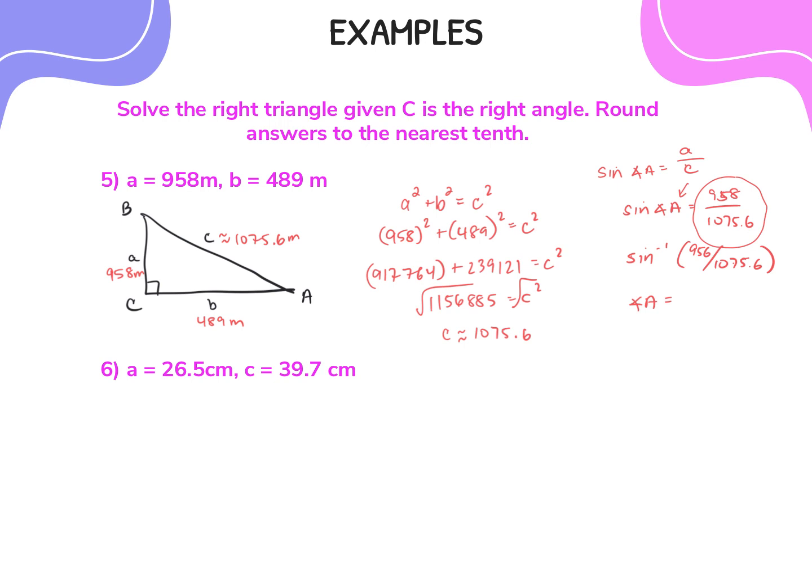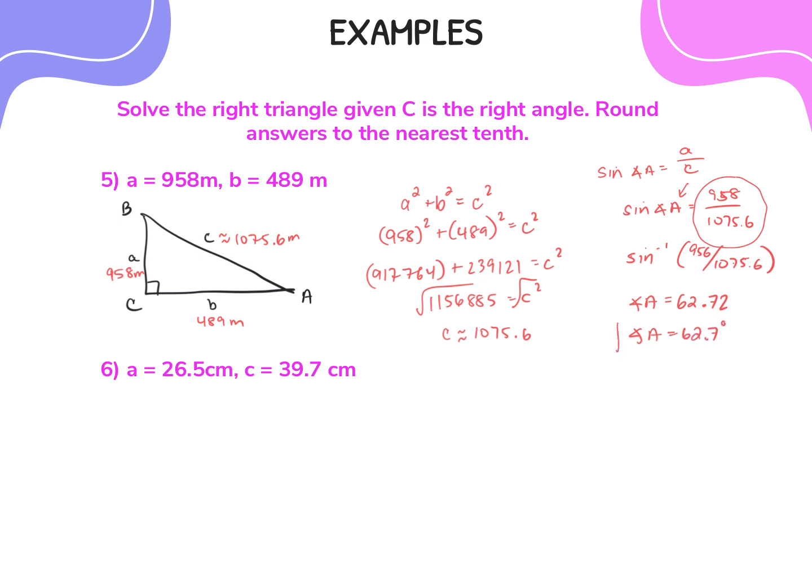So go to your calculator. However your calculator works, you might have to do second sine and then insert 958 divided by that. Or if your calculator's like my iPhone calculator, you're going to do 958 divided by 1075.6. You're going to get some decimal, 0.8888, and then you're going to do inverse sine, and you're going to get 62.72, which means angle A equals 62.7 degrees.